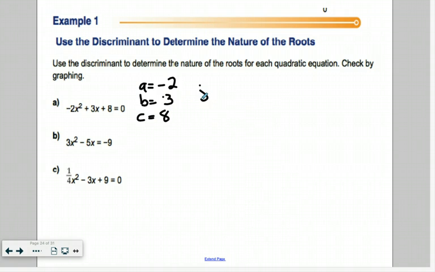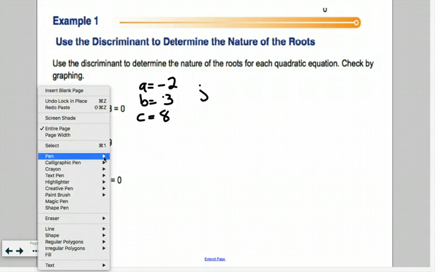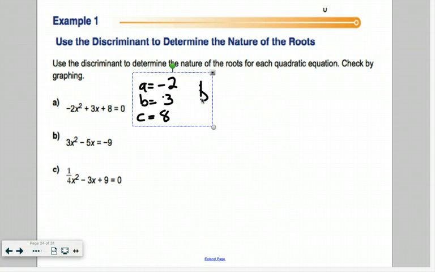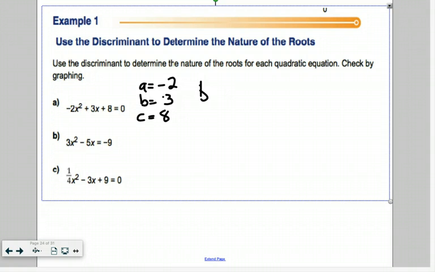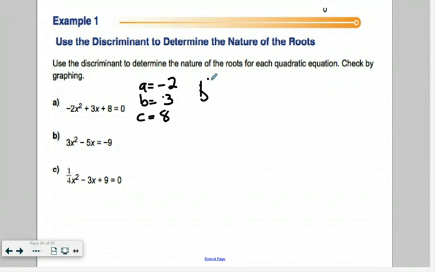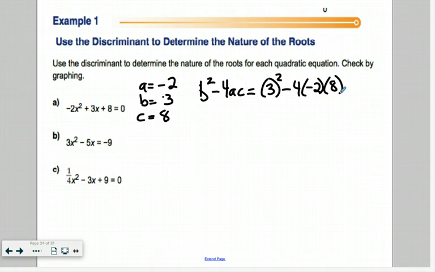So if we were to calculate the discriminant here, we do b squared minus 4ac, right, that's going to equal 3 squared, because our b value was 3, minus 4 times a, which is negative 2, times c, which is 8. So what we get is 9 minus 4 times negative 2 times 8, which is negative 64. So 9 minus negative 64. So we're subtracting a negative there. So it's essentially like adding 9 and 64 and getting a value of 73.